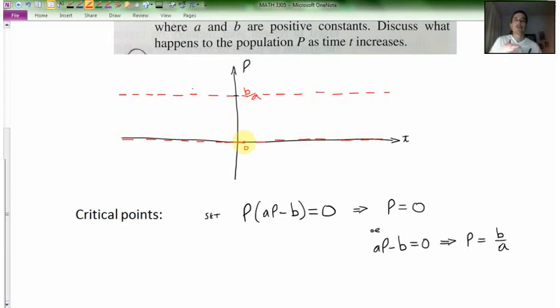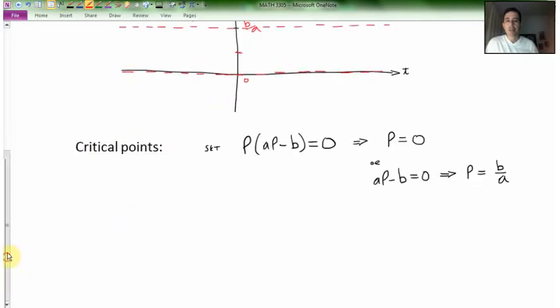That means that in the region between those two lines, in the region above the top line, and the region below the bottom line, the derivatives are either positive or negative. So all I have to do here is figure out the sign of the derivative in here. Are the derivatives here positive? Are the derivatives here negative? Let's find that out. It has to be a point with P between 0 and B over A. So let's see what happens then.